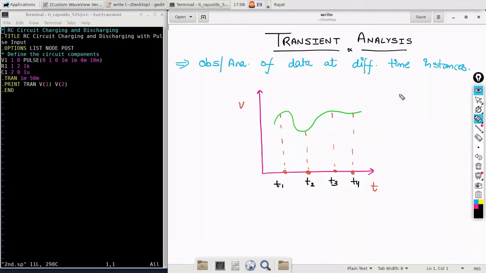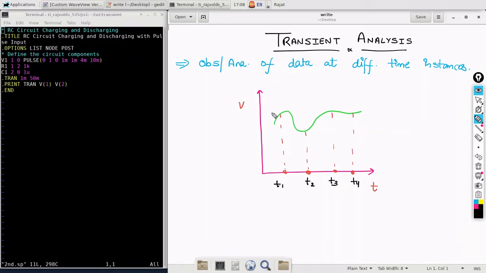So far in the analysis part, we have discussed DC and DC sweep analysis. In this video, we are going to discuss transient analysis, and in the next video, I am going to explain AC analysis. As I have explained before, transient analysis is nothing but the observation or analysis of the output data with respect to the variation of time. That means at different time instances, we are going to observe or analyze the output data.